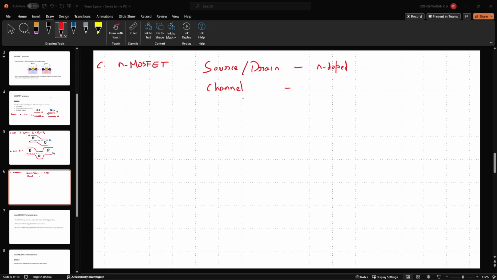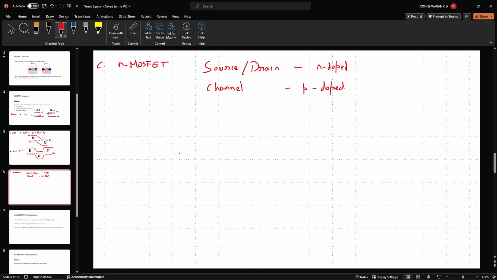Yeah, so I'm back. Apologies for the delay. So as I was saying, in an N MOSFET, the source and the drain are N doped, and the channel is actually P doped. So insofar as the band diagram for this structure goes, it will actually be the opposite of what we drew.